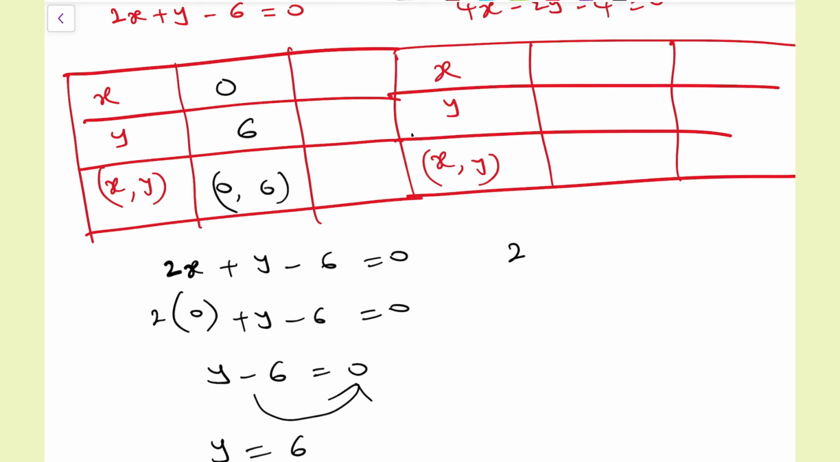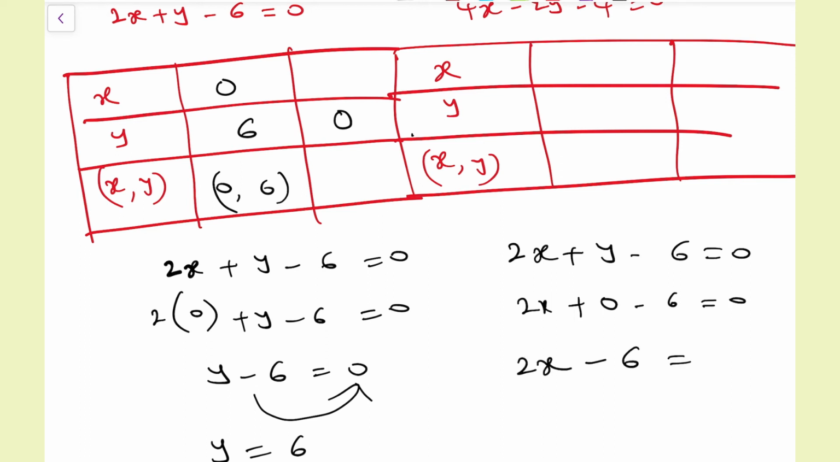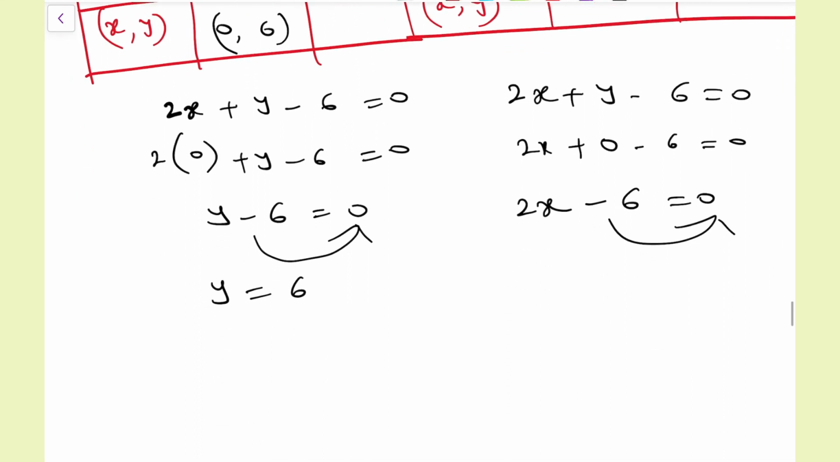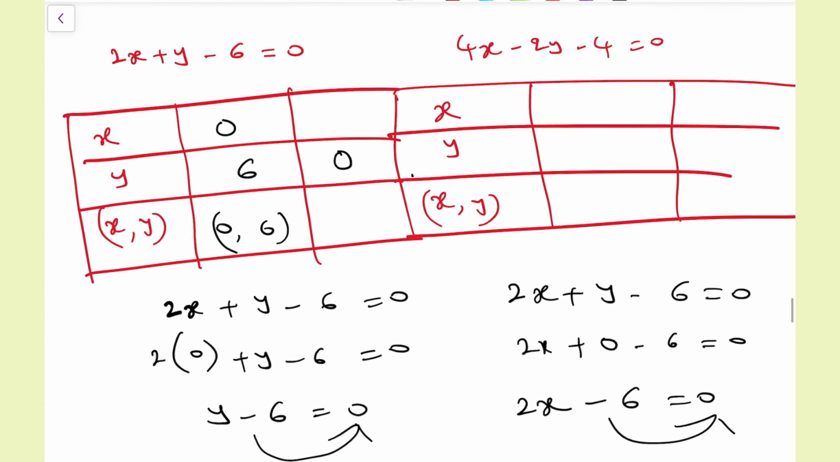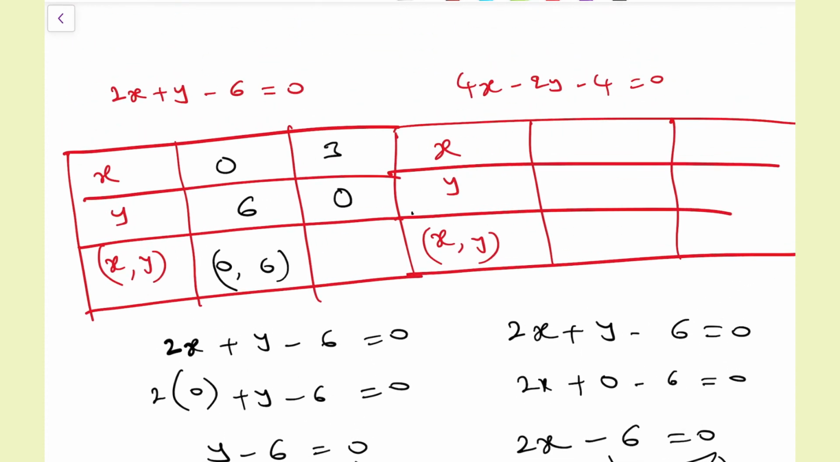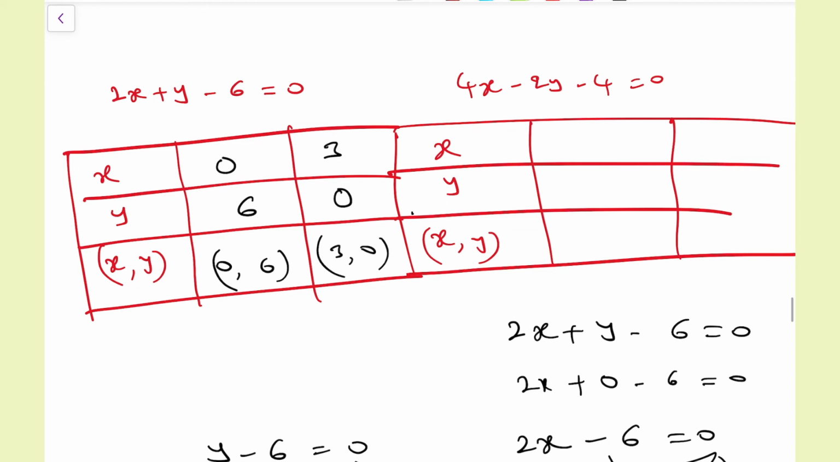Take the same equation again, 2x plus y minus 6 equals 0. 2x plus, now in the place of y we are getting 0, minus 6 equals 0. 2x, 0 is not necessary, so minus 6 equals 0. Take minus 6 to the right side, it becomes plus 6. 2x equals 6. Take 2 also to the right side, it becomes division. So x equals 6 by 2, that is 3. X value 3, so the point will be 3 comma 0. Now let us simplify the second equation and find the points.